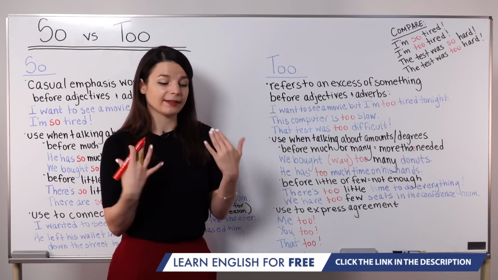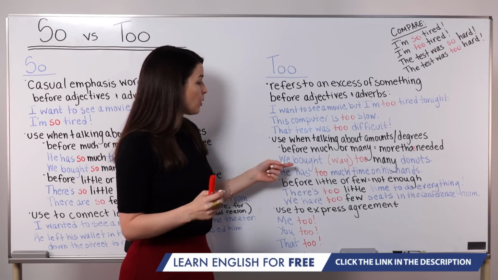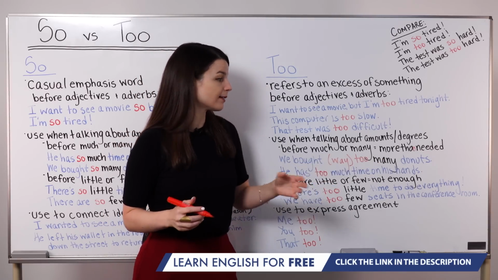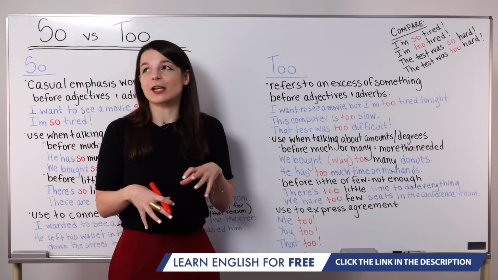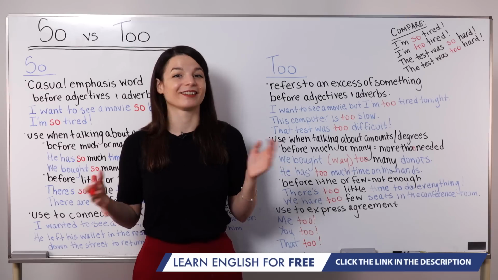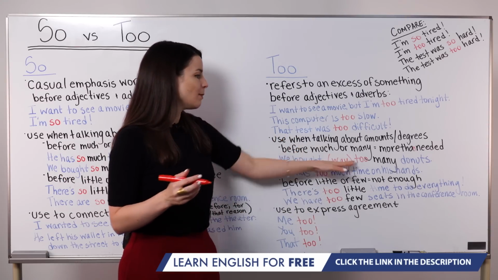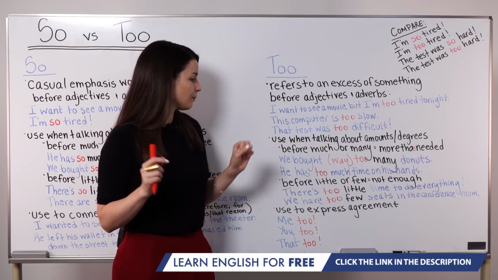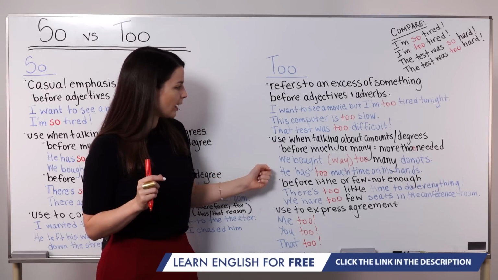So "way" means like "very" or "a lot". We bought way too many donuts. So we bought way too many donuts means we bought an unreasonable number of donuts. It was ridiculous. It was crazy. So "too many" means excess again, more than we needed.